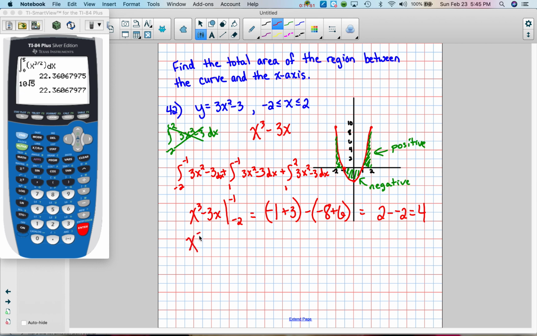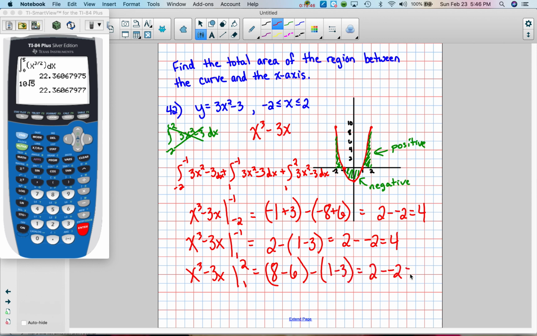Then for this next piece, we're going to have from 1 to -1. It's still going to be a 2 on this one, because I'm plugging in the same values I just did. And here I'm plugging in a 1, so I get 1 minus 3. So we have 2 minus -2, also 4. And then we have the last one, x cubed minus 3x. Oh, actually, notice that this is symmetric, so this piece is going to be the same as this. So we'll get that same answer, but I'll just show you this way. We're going to have 2 cubed is 8 minus 6 minus, plug in a 1, we get 1 minus 3. So 2 minus -2, also 4.